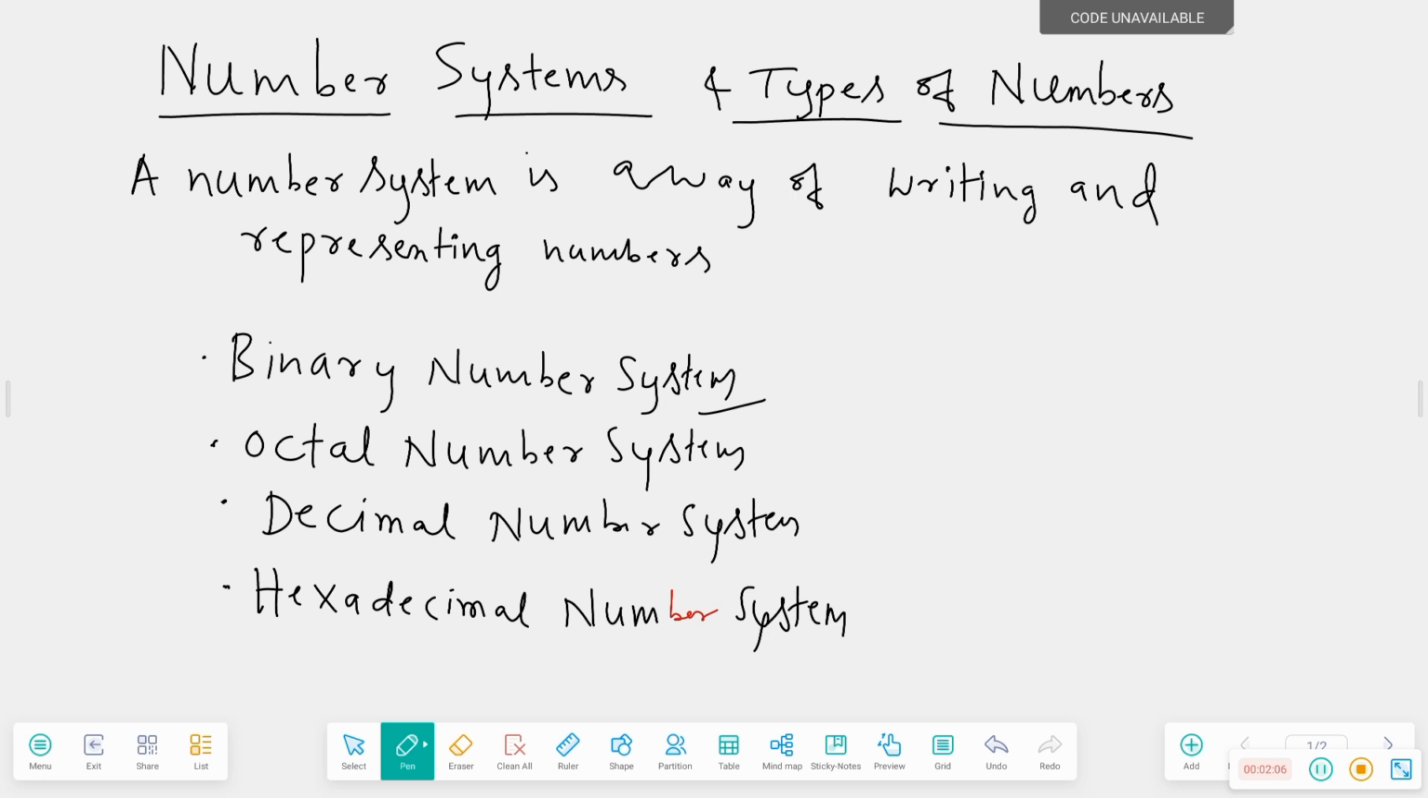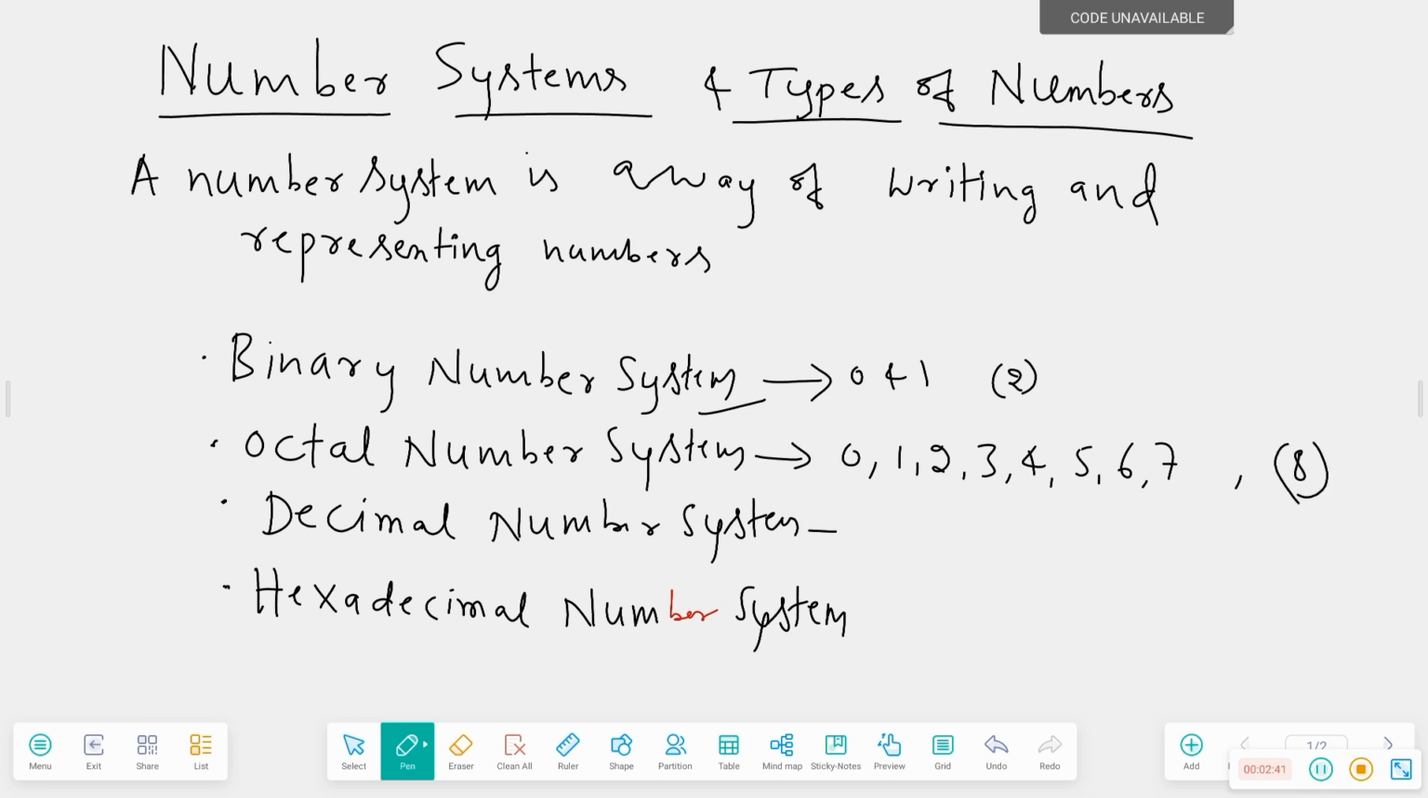See, the binary number system is the number system in which we are using only two digits, they are 0 and 1, and the base of this number system is 2. Binary number system is called base 2 number system. And in octal number system, we are using 8 digits, 0, 1, 2, 3, 4, 5, 6, 7. These 8 digits, and the base of the octal number system is 8.